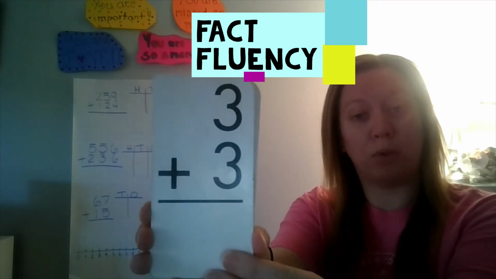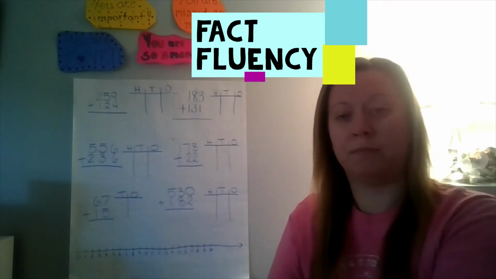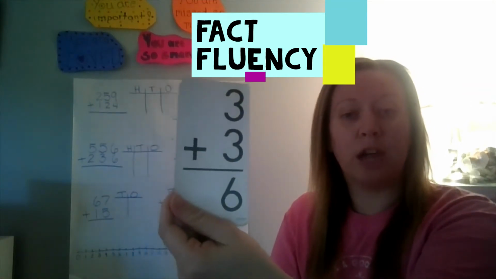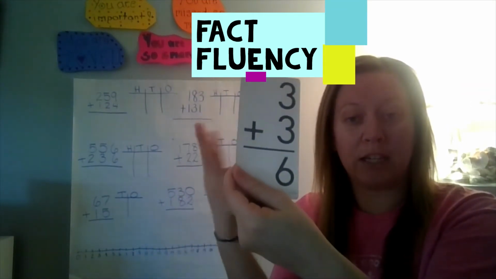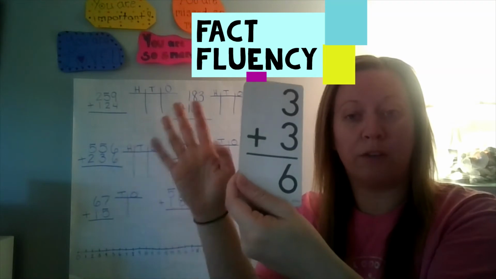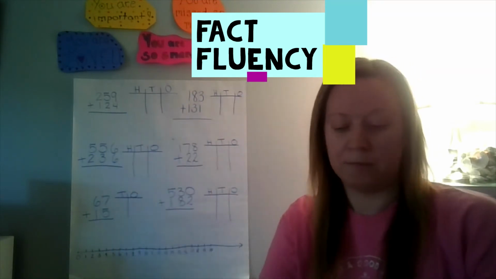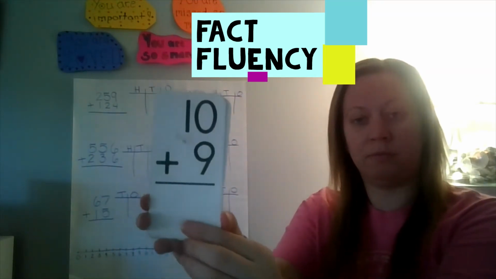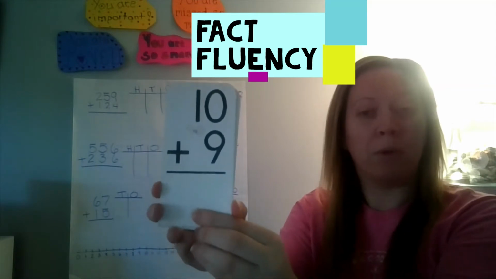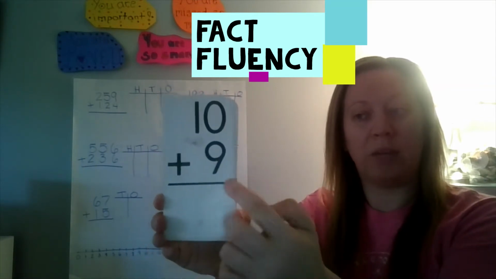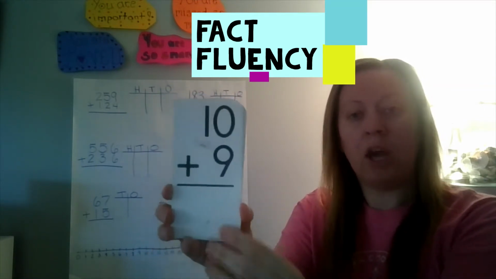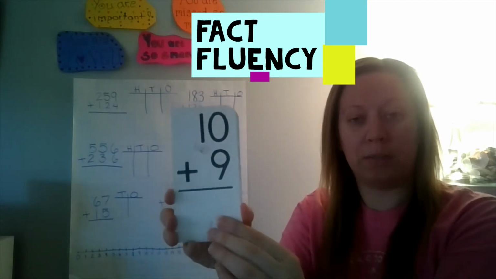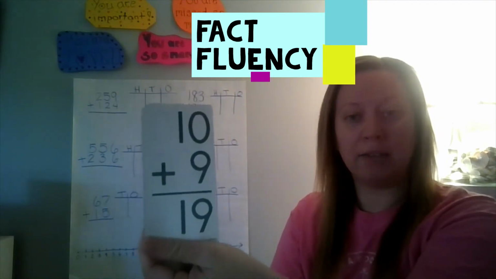This is doubles. 6. If you're not sure of the answer, start with 3 because you already know you have 3, and then go 4, 5, 6. Remember, when you add 10 with any single digit number, all you do is replace that in the ones place. So 10 plus 9 gives you 19.